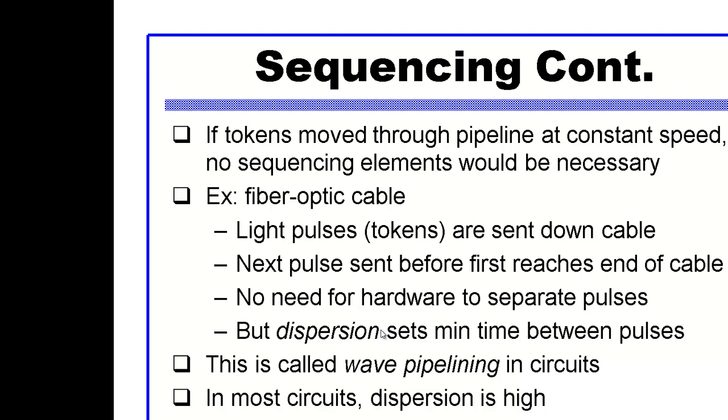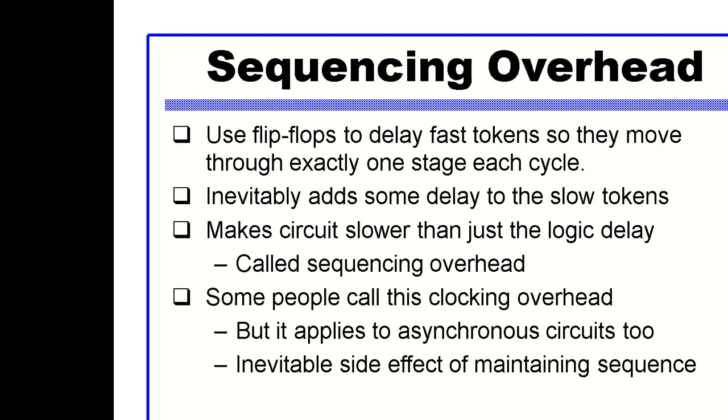Obviously we know that optical communication and optical interconnects have become very popular because of the amount of speed that they offer for data transmission. In most transmission circuits, dispersion is basically high. So we have to delay the fast tokens so that they can catch up with the slow ones.